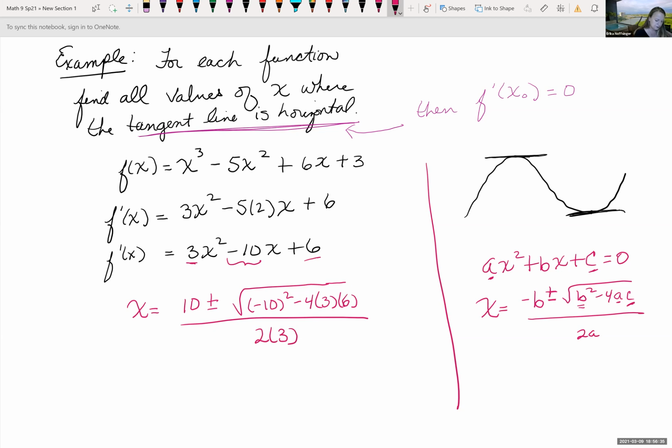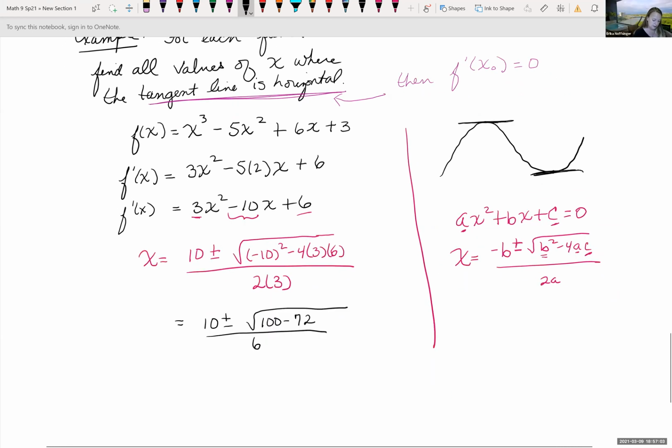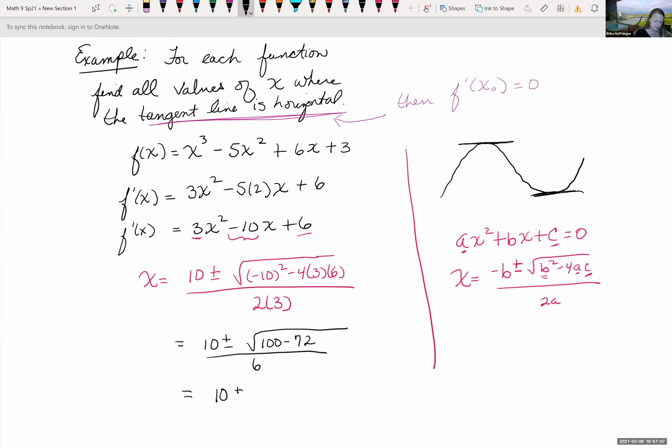So let's just go through and simplify. We have 10 plus or minus, well, negative 10 times negative 10 is 100. So 100 minus 4 times 3 is 12, and 12 times 6 is 72. So minus 72, all over 2 times 3, which is 6. And simplify. So 10 plus or minus the square root of, well, 100 minus 72 is 28, all over 6.